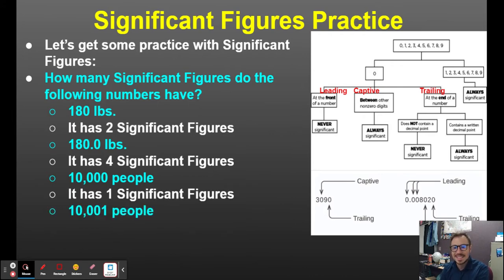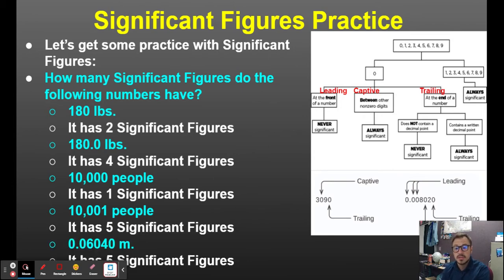It only has one significant figure. But if you look at turnstile data and it says there's 10,001 people in this amusement park or in this crowd, all of those are going to be significant figures. All of those are accurate. It has five significant figures.